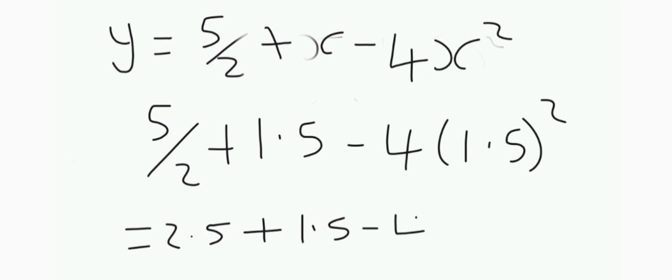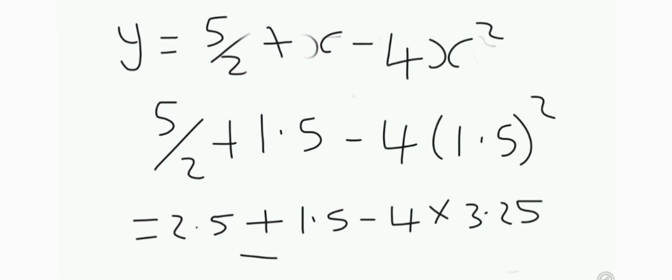Minus 4. Now 1.5 square is 3.25. So 3.25. Okay, now 2.5 plus 1.5 will give us 4. 4 minus 4 times 3.25 will give us 13. So 4 minus 13 will give us minus 9.0. Okay, minus 9.0 is our answer for this.